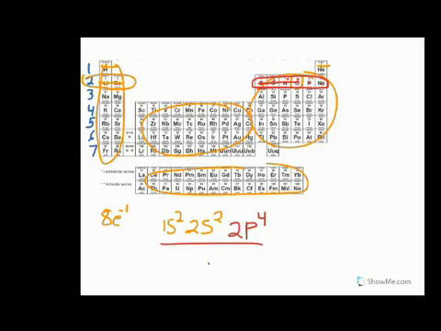And here is the orbital diagram. 1s with 2 electrons, 2s with 2 electrons, and the 2p with 4 electrons. Now remember, there's 3 of these orbitals, and I can put 2 electrons in each one.